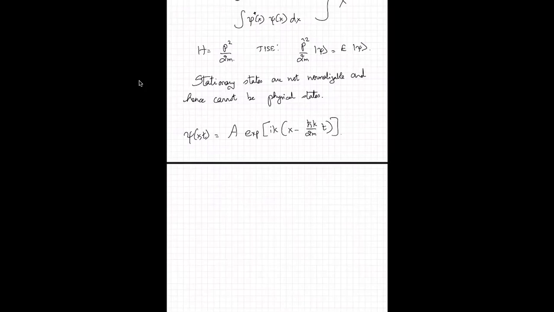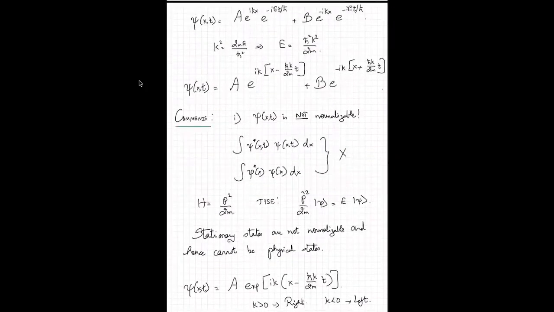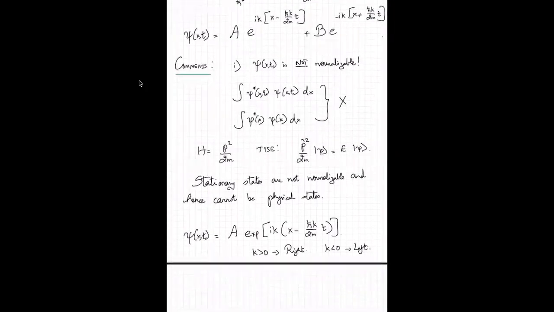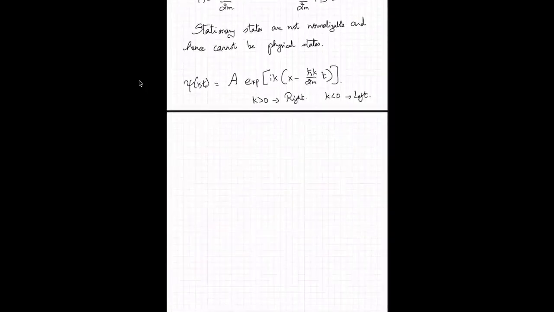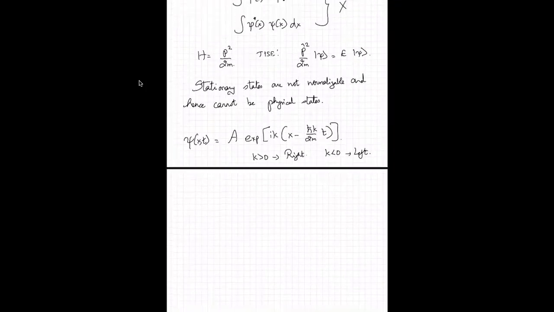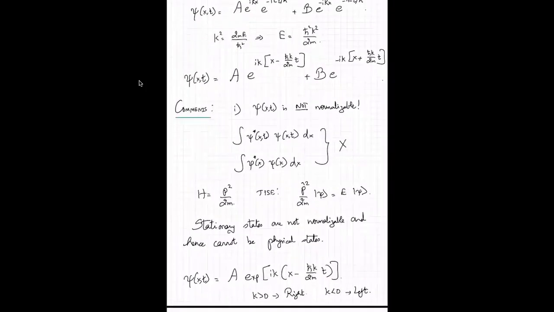I'll account for the fact that k greater than 0 is a wave traveling to the right and k less than 0 is a wave traveling to the left. So instead of having two different solutions, a e to the plus ik and minus ik, I will simply let k be both positive and negative, instead of assuming k is just one thing. This means I can account for both waves going to the left and right. Both equation 1 and equation 2 are equivalent. You can use either one of them.